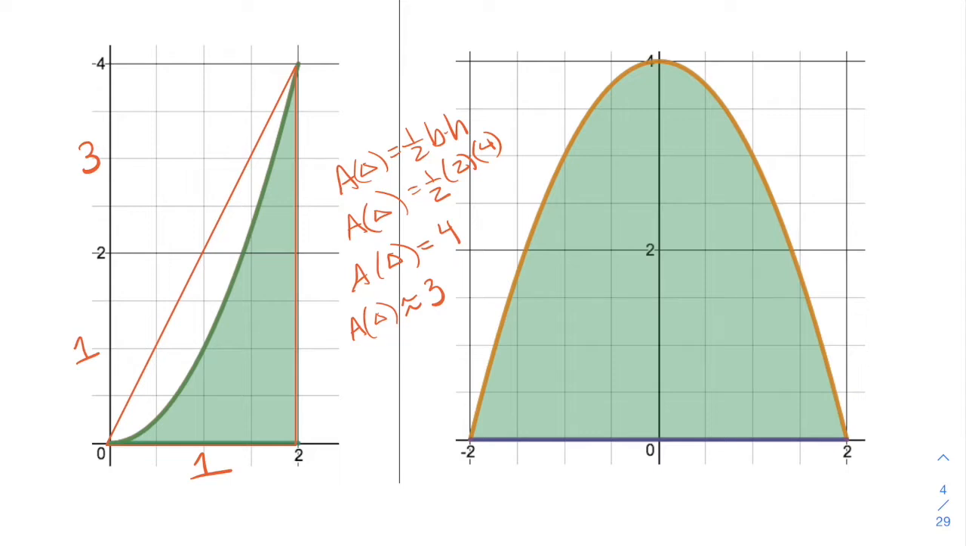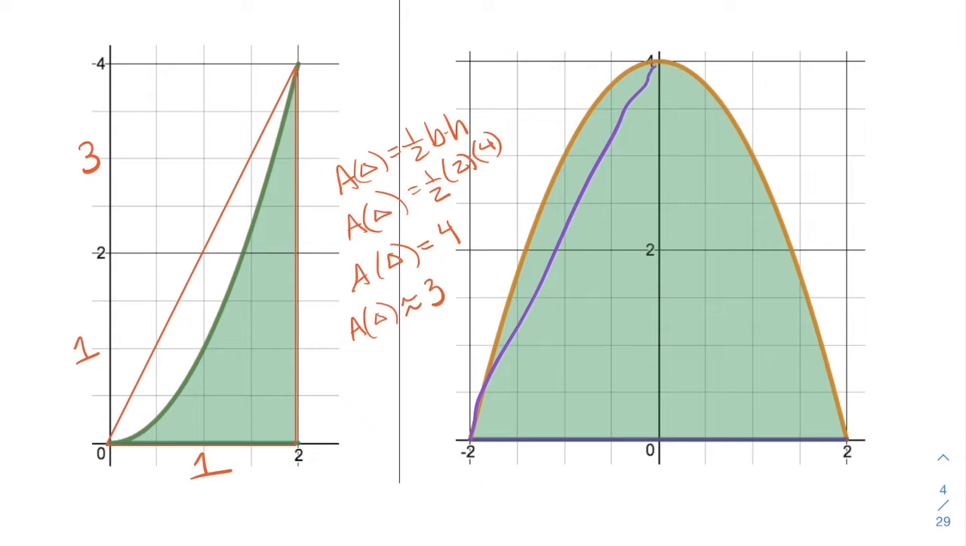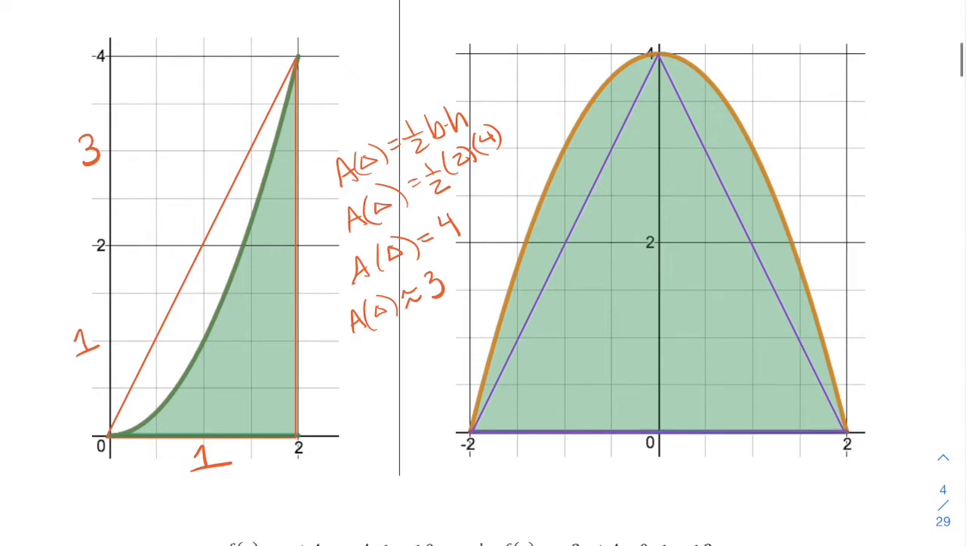In this case, we could do another triangle. Let's do this one. It's going to be more than this triangle. So I'm going to do area, which is 1/2 base times height.